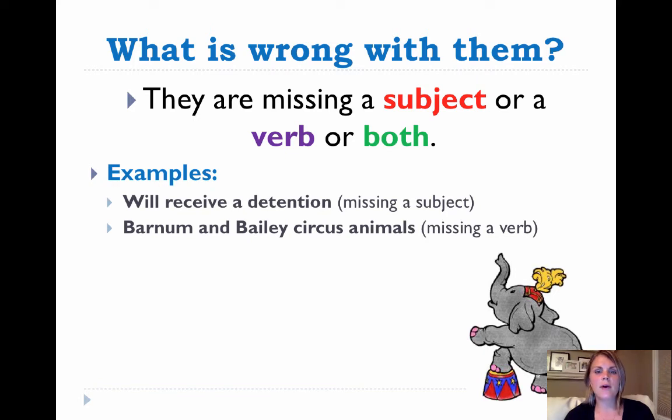So an example of a fragment that's missing a subject might be, "will receive a detention." Who will receive a detention? Billy, Jane, Bobby? We don't know. And then an example of a fragment that's missing a verb would be "Barnum and Bailey circus animals." What are they doing? Are they standing? Are they jumping? Are they juggling? Are they sitting on people? Are they trumpeting their horns? We don't know. So those are two examples of fragments.